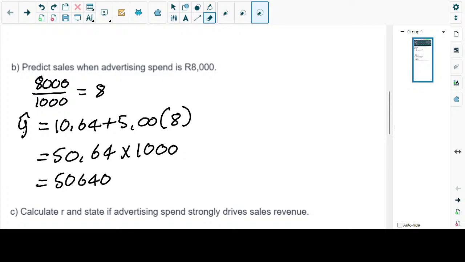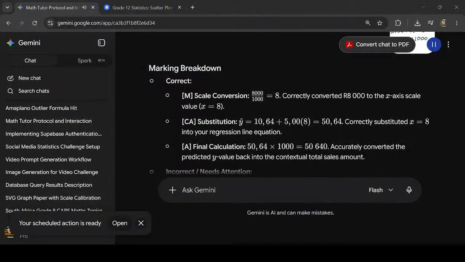Hit shift and 1, we're opening the door. The data is locked, safe in the brain. Marking breakdown. Now let's extract the numbers. Scale and conversion, break the chain. Frac 800 1000, go to option equals 8.5. Correctly converted R8000 to the x-axis scale value, x equals 8.